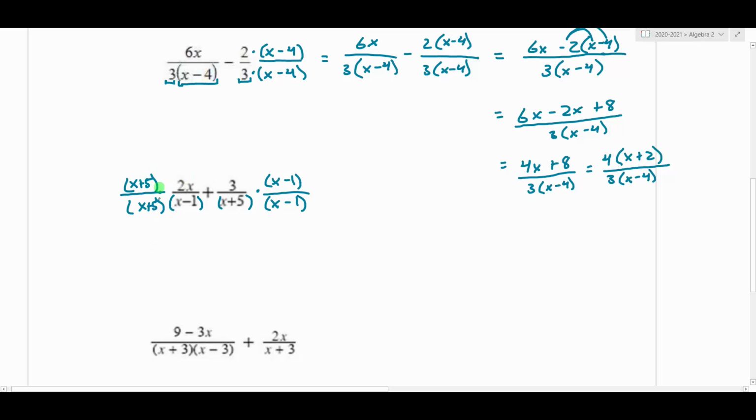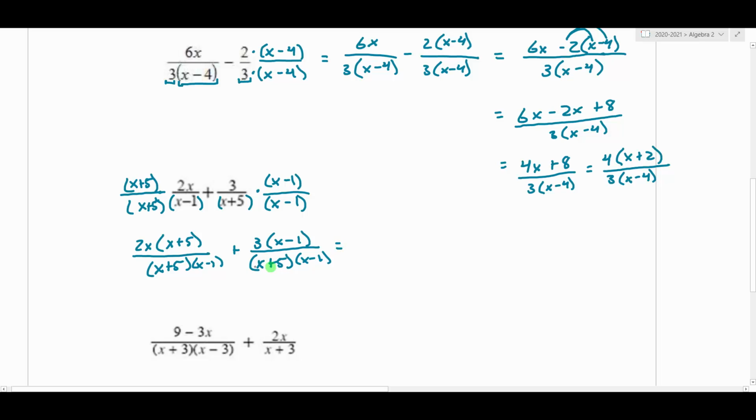So in the top, we're going to have 2x times (x plus 5). And notice it just looks like I reversed the order, and you can do that with multiplication. This will be over (x plus 5) times (x minus 1), plus, and then over here, we're going to have 3 times (x minus 1) over (x plus 5) times (x minus 1). There we go. All right, so now that I've done my multiplying trick by 1, I look at my denominators and I can see now they are the same.